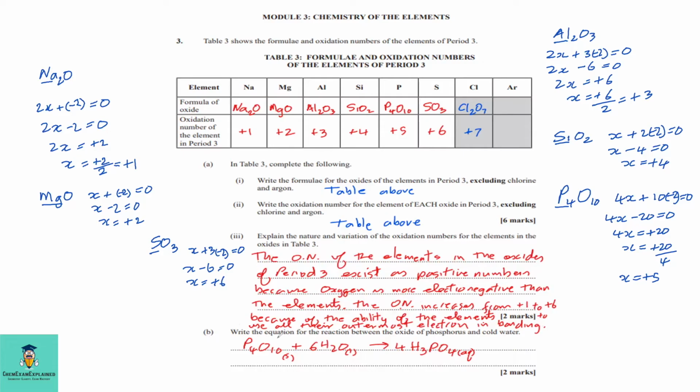Part B, write the equation for the reaction between the oxide of phosphorus and cold water. So phosphorus pentoxide plus water produces phosphoric acid. And of course, you balance the equation and place in the correct state symbols.